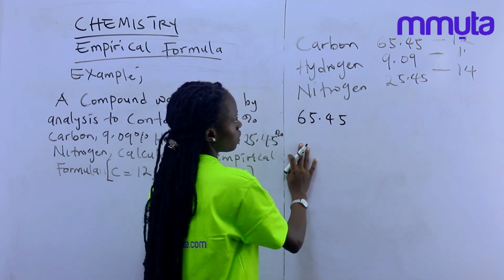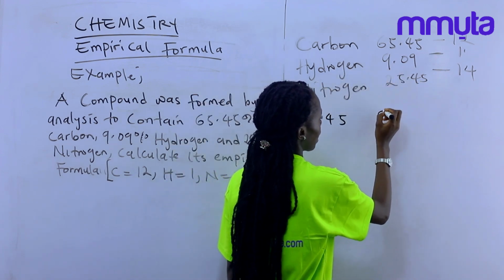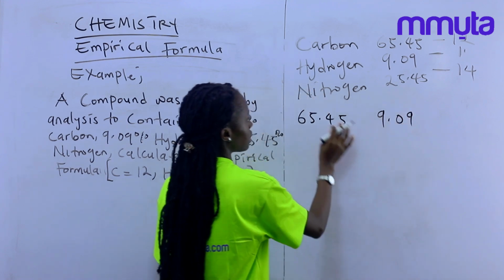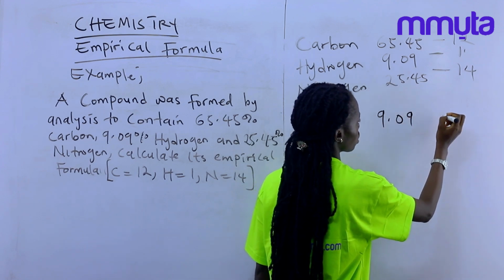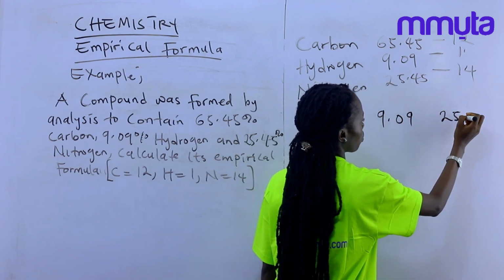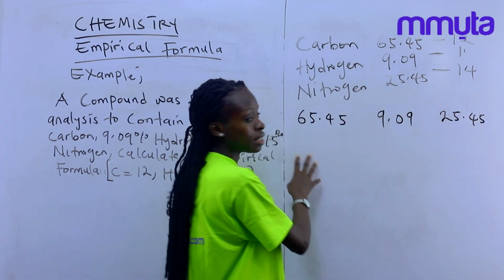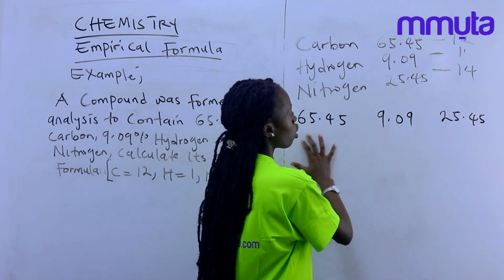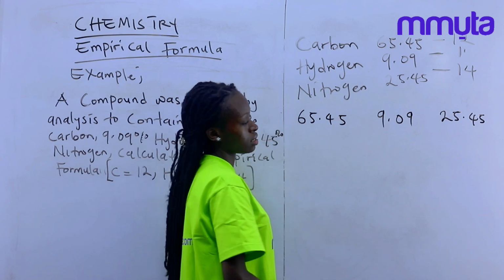65.45. We also bring down hydrogen, which is 9.09. And then the last one, we bring the value of nitrogen, which is 25.45. After doing this, the next step is to divide all this by the elements' relative atomic masses.